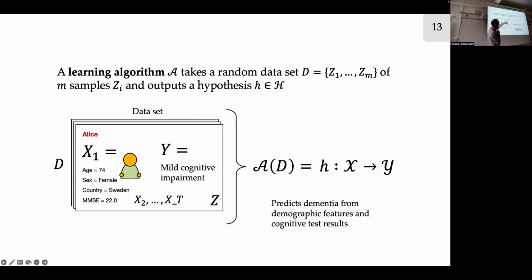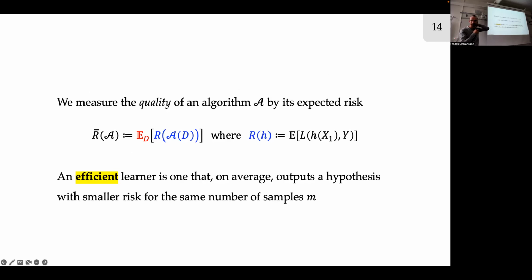And I define here data set as being a set of these Z. So the Z would be either just X1 and Y if we're doing classical learning, or the entire sequence if we're doing privileged learning. All right. We will measure the quality of a learning algorithm by its expected risk. And the expectation is twofold here. It will be an expectation over the data set that the algorithm was applied to, and an expectation over the samples that we might see in the future, meaning our standard generalization error or risk.